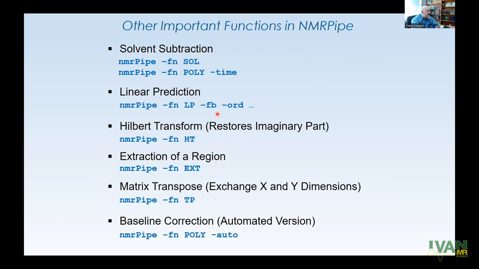So in addition to the basic functions for window functions, zero fill, Fourier transform, there are some other common functions like solvent filters, linear prediction, the Hilbert transform, which is an important function that replaces imaginary data that was previously deleted. We have a function to extract a particular region of the data and a function to perform various kinds of baseline correction. So those are the principal functions.